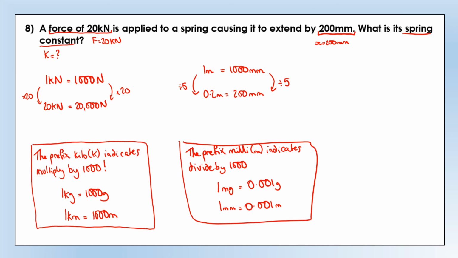Now we've got our force and our extension, we can calculate the spring constant. So we rearrange it to make K the subject. We can now plug our numbers in, and we get that the spring constant is 100,000 newtons per meter.